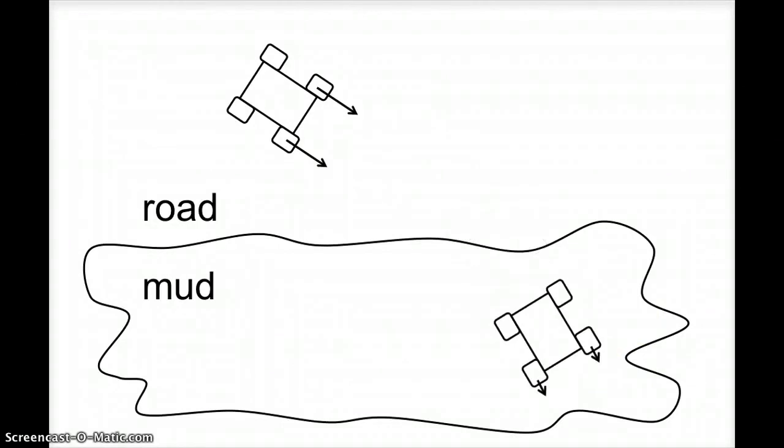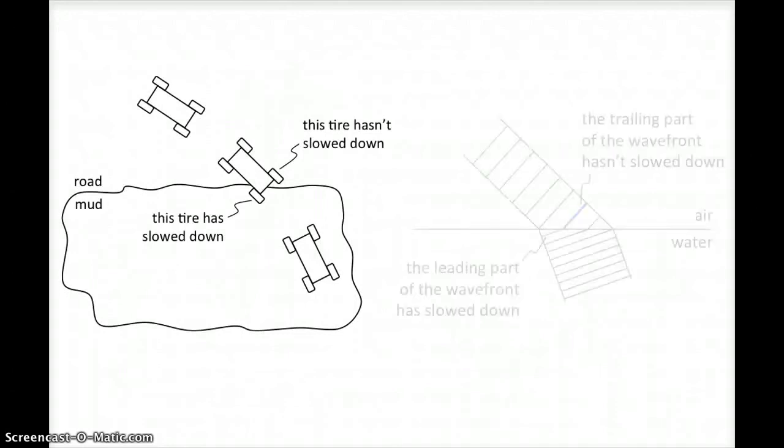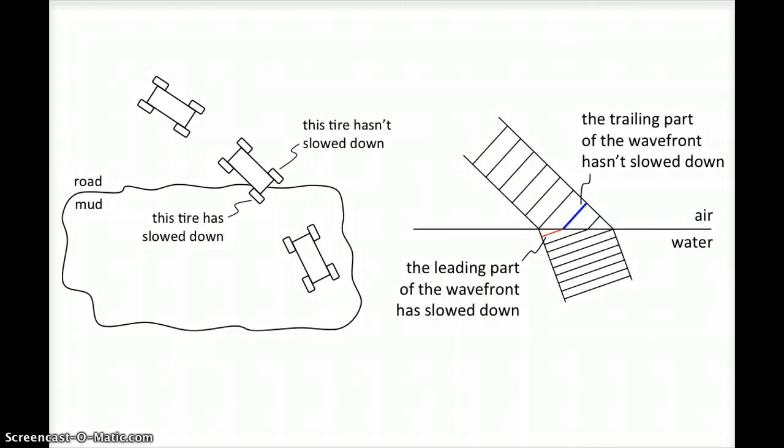So what we notice is that the car starts along some original path, and because it slows down, it changes and it bends to a new path. There's our summary. The same thing happens with light when it goes from one medium and slows down upon entering another medium. The thing about light, though, is it doesn't have tires.